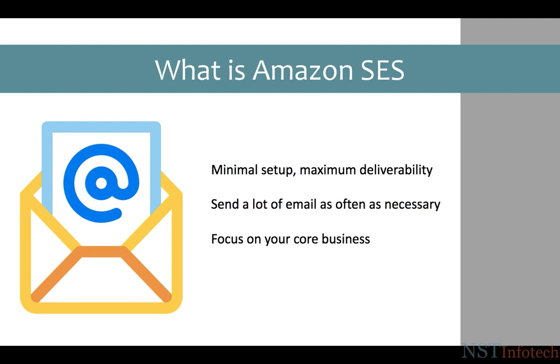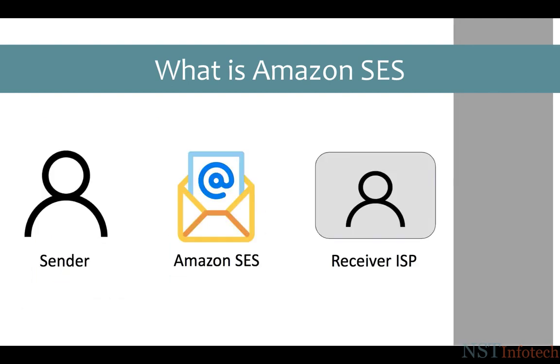To help you understand how Amazon SES works, let's look at the life cycle of an email message. A client application acting as an email sender makes a request to Amazon SES to send email to one or more recipients. If the request is valid, Amazon SES composes an email message based on the request parameters and then queues it for delivery. The message is routed over the internet to the recipient's Internet Service Provider, the ISP, which then delivers the message to the recipient's inbox.